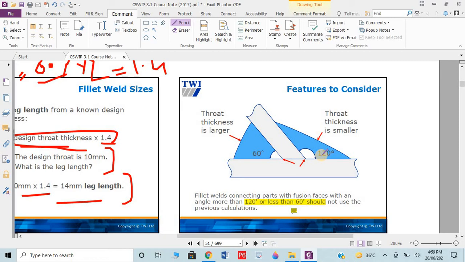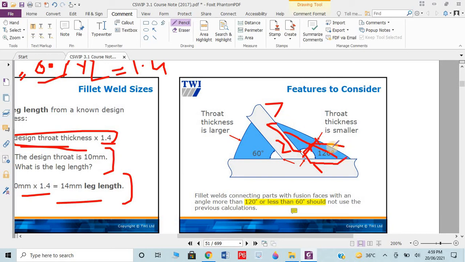Throat thickness, where do we need to consider the throat thickness? This is also an important point. Throat thickness is smaller if the angle of the two plates, 1, 2, with welding in between, is more than 120 degrees. Like here we have 120, but if the throat thickness became here, then the overall thickness becomes smaller, like at 130 degrees. If we do this welding the same way for 130 degrees, then the throat thickness becomes smaller than that one. The ultimate limit is 120 degrees.